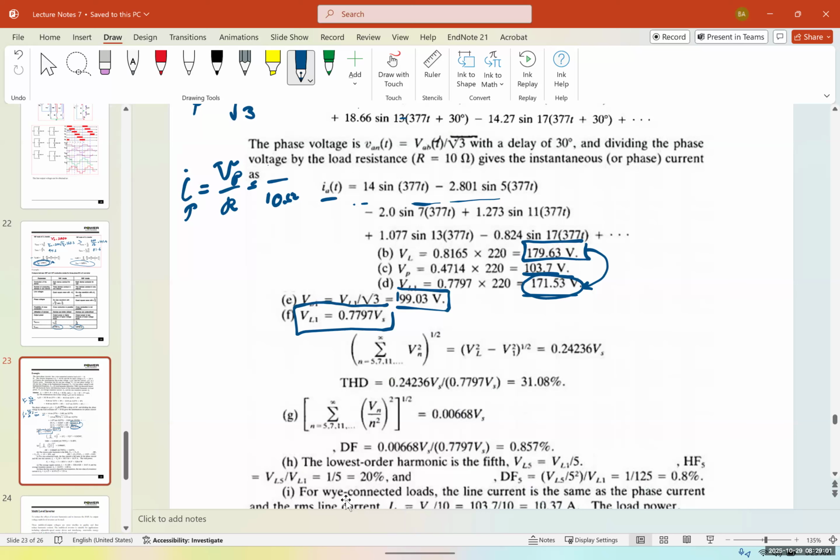Now we can find the total harmonic distortion using the square root of VL squared minus VL1 squared, which gives us 0.2436 Vs. And the total harmonic distortion is going to be 0.2436 Vs over 0.7797 Vs, which gives us 31.8%.